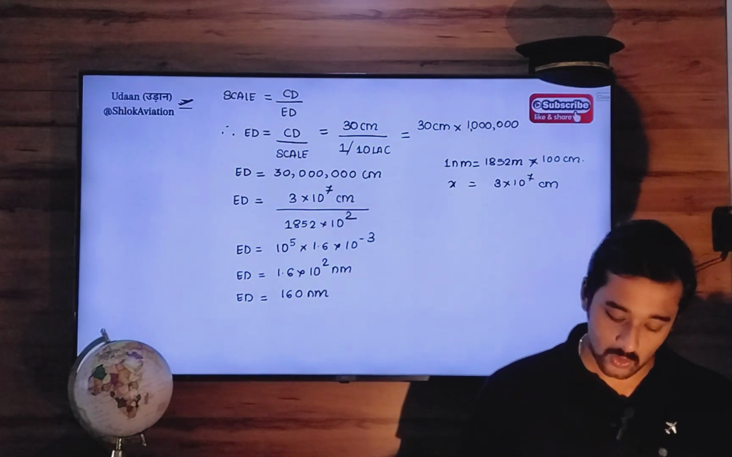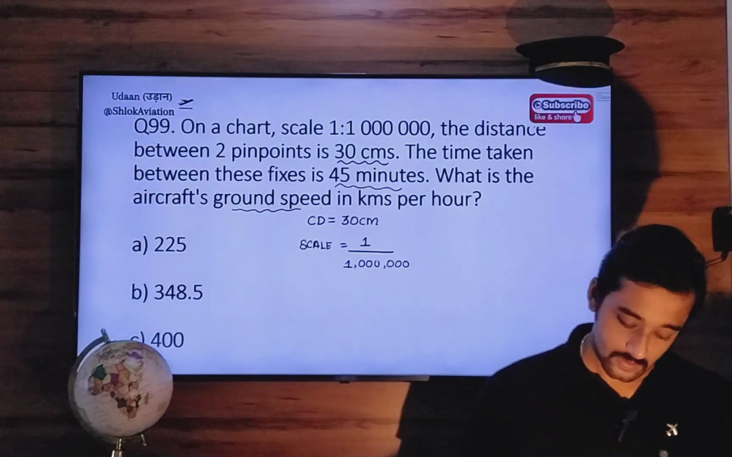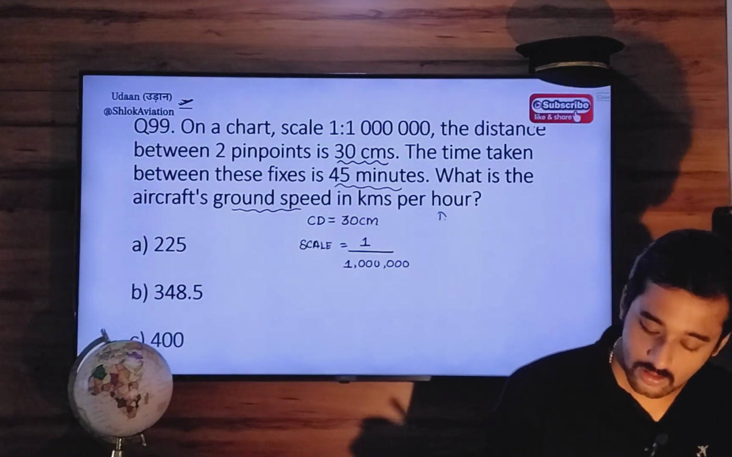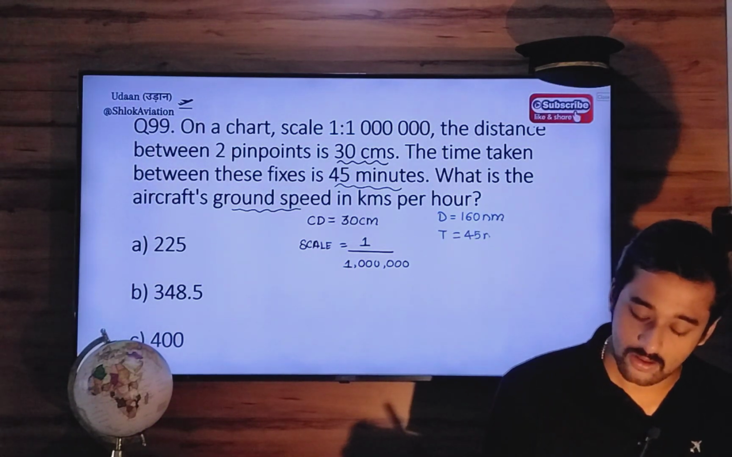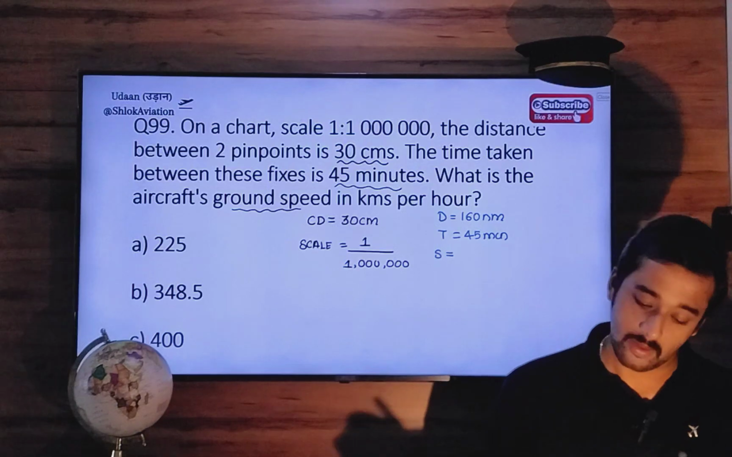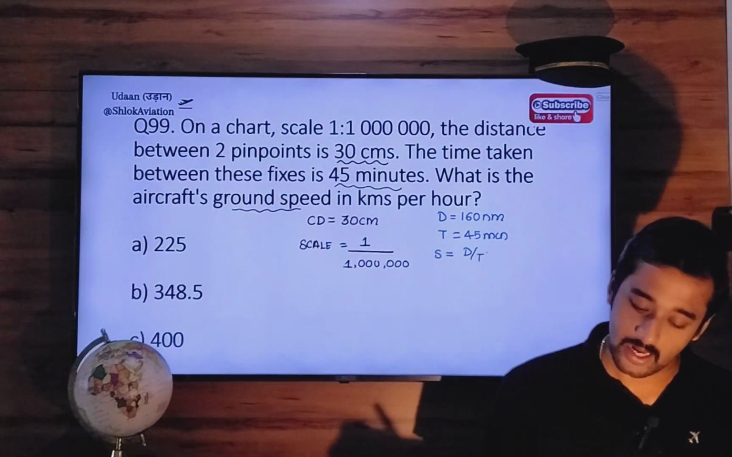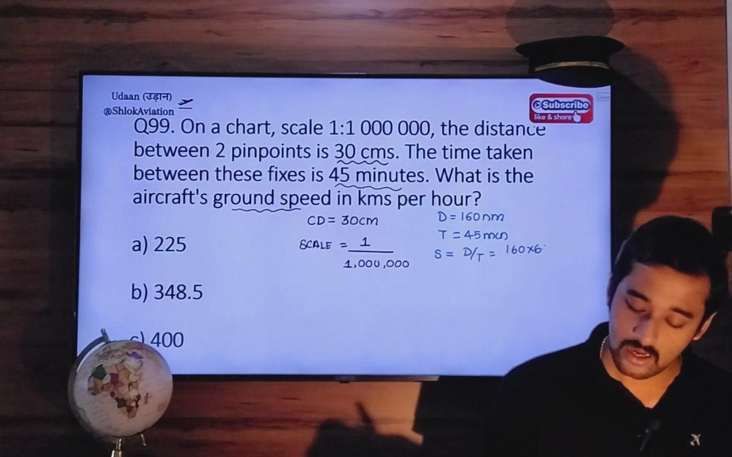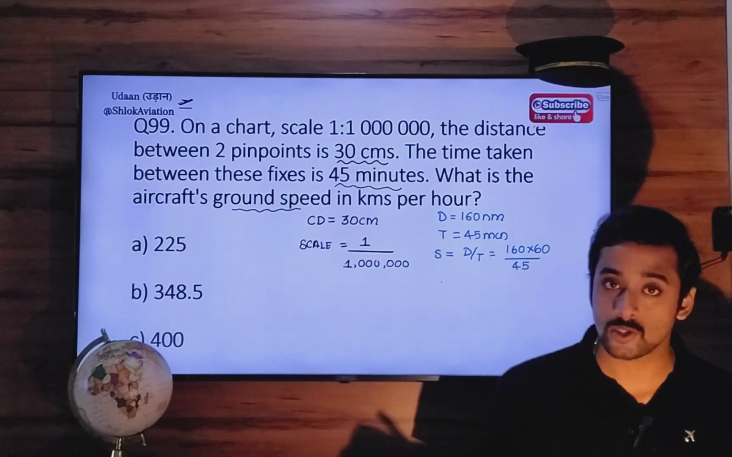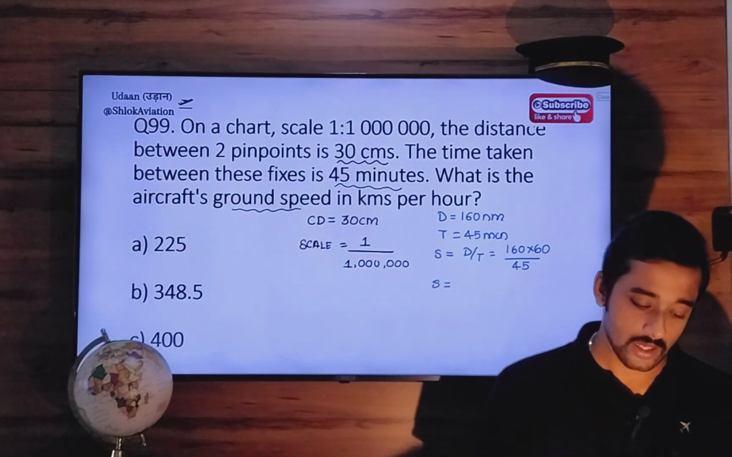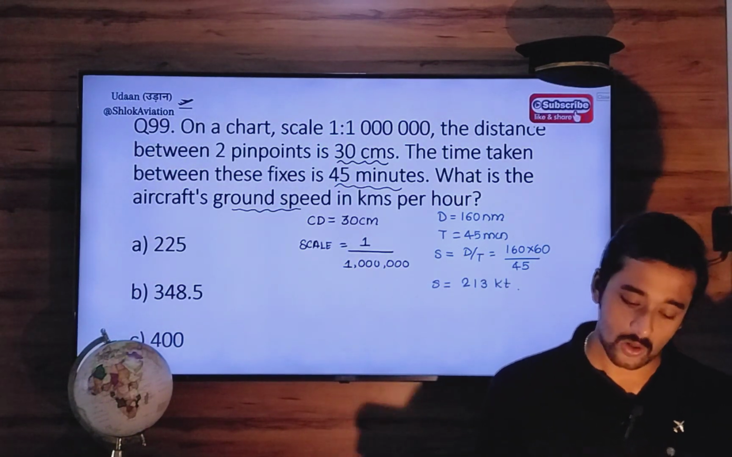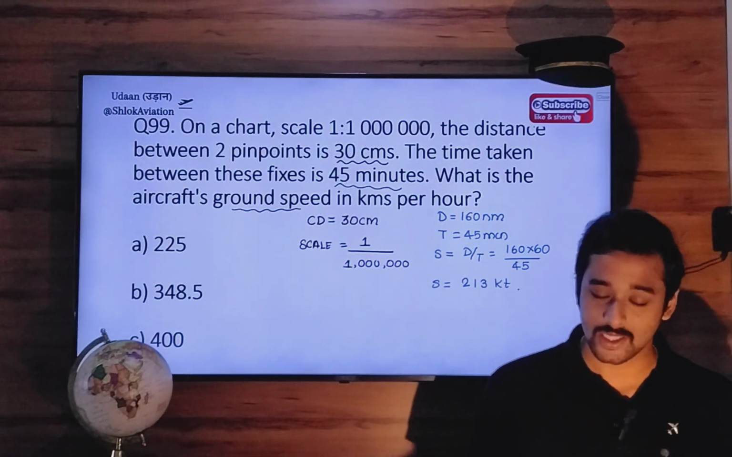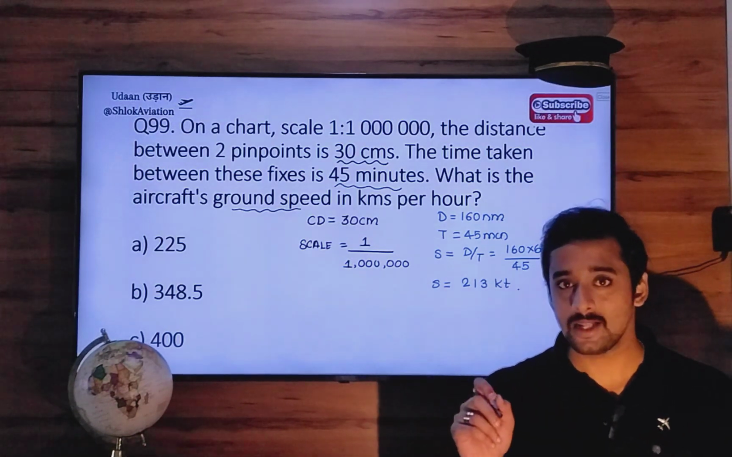Now if the earth distance is 160 nautical miles and the time taken is 45 minutes, the ground speed of this aircraft will be distance divided by time, 160 into 60 divided by 45, converting those 45 minutes into hours. So 160 into 60 divided by 45 is 213 knots, that is 213 nautical miles per hour.